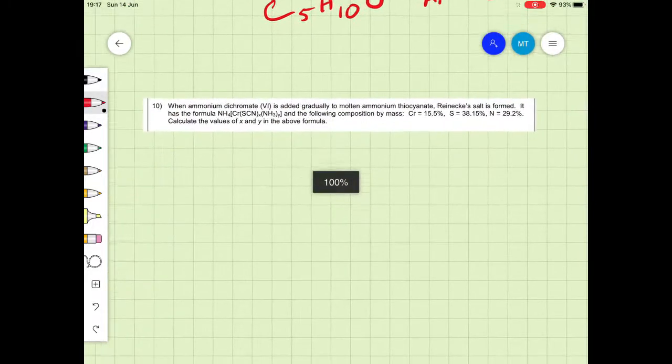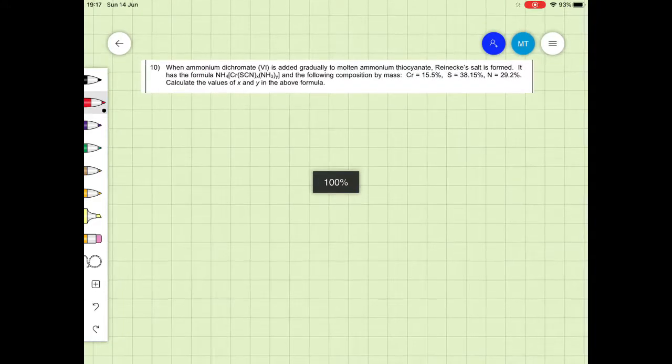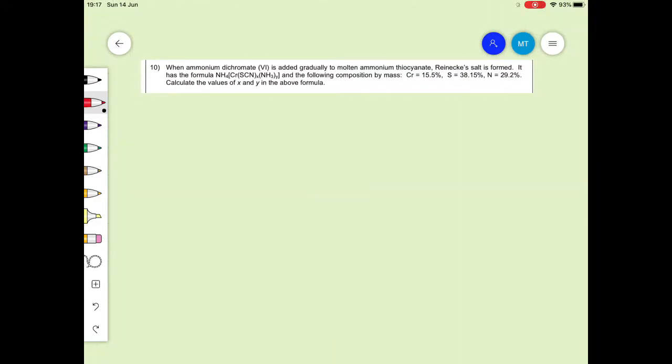The second question here that a lot of people struggle with was this one: when ammonium dichromate is added gradually to molten ammonium thiocyanate, a salt is formed. It has this formula here, and you've got 3 substances with percentages by mass, but not enough information really. But we can still work with what we've got here.